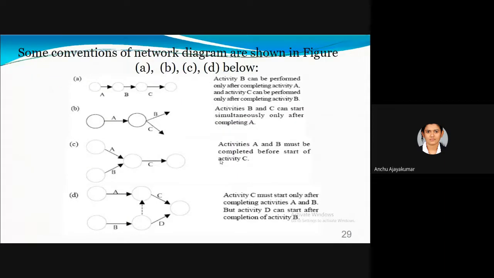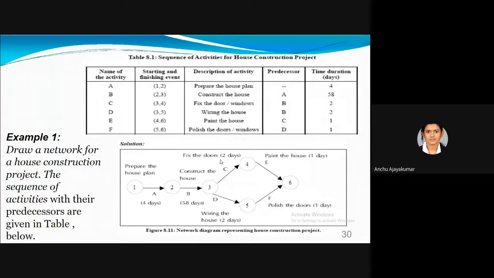Look at some of the common network shapes. I'm giving you an example here, a network drawing example. We have activities A to F, and these activities connect different nodes. Activity A connects from 1 to 2, B from 2 to 3, C from 3 to 4, D from 3 to 5, E from 4 to 6, and F from 5 to 6. The table gives the description of the activity, the predecessor, and the duration of the time. Look at figure 8.11.